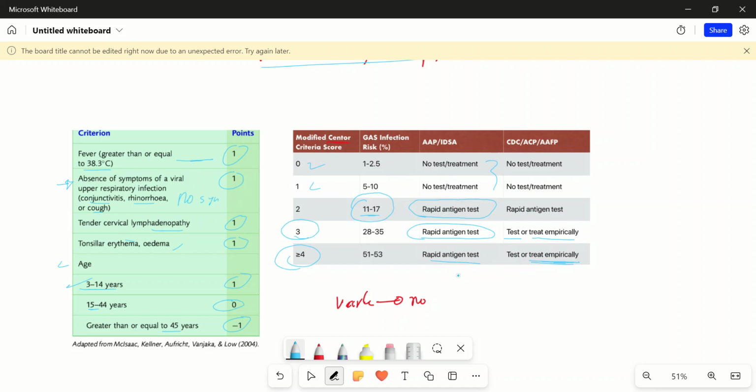That's all what you need to know about CENTOR criteria. You have to remember this. You have to remember 0 and 1, nothing to do. 2 is rapid antigen test. 3, rapid antigen test or treat. 4, treat. Thank you.